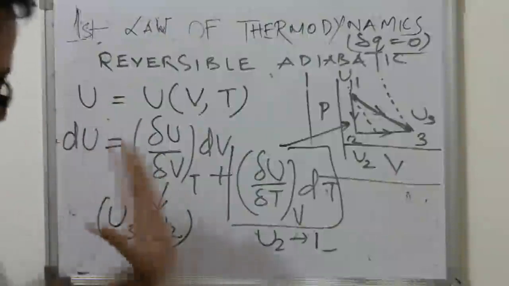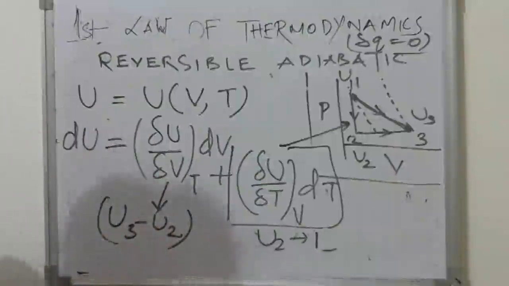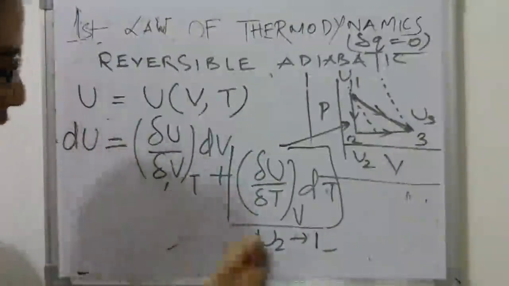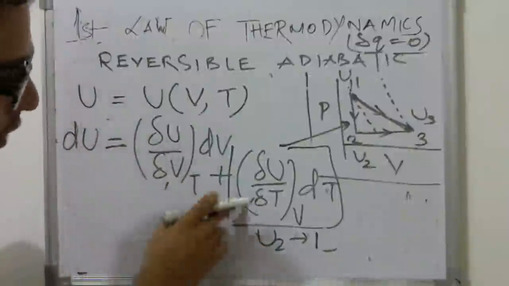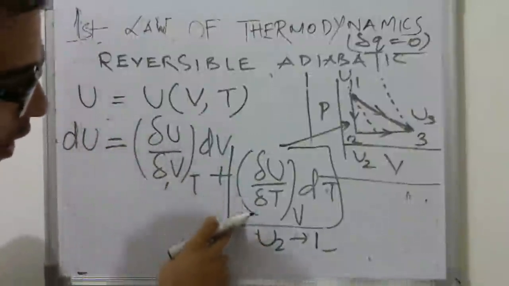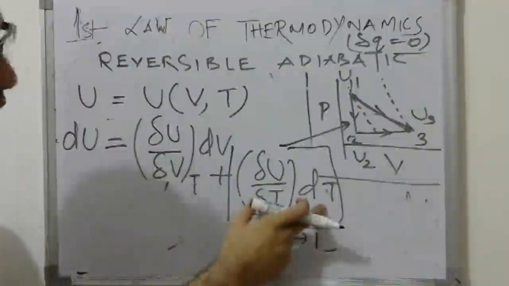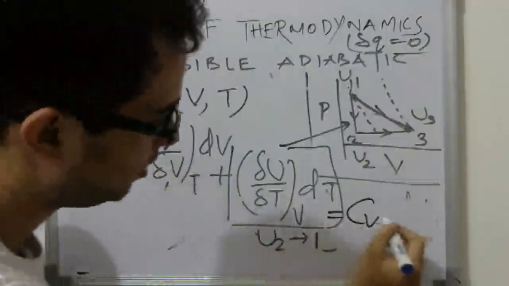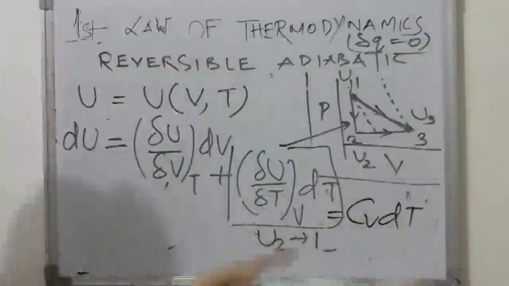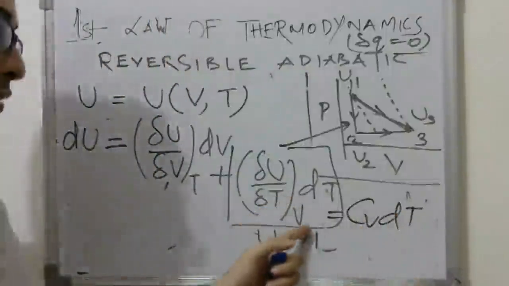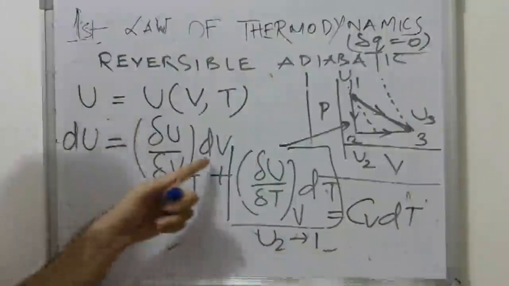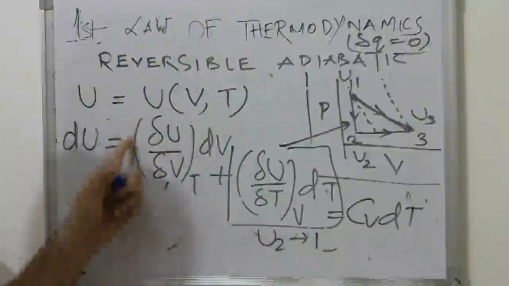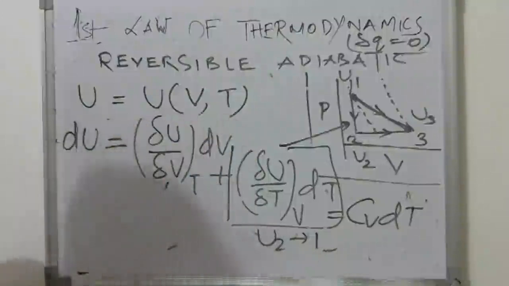So if I just substitute these two, what will we have? We have from here a measurable quantity, del U del T at a constant volume dT. This is a measurable quantity. We say CV dT. Just open the earlier lectures, you will find that del U del T at constant volume is CV, and del U del V at constant temperature dV. I don't know this quantity actually. I don't know what it means, del U del V at constant temperature. So let's keep it in this way.